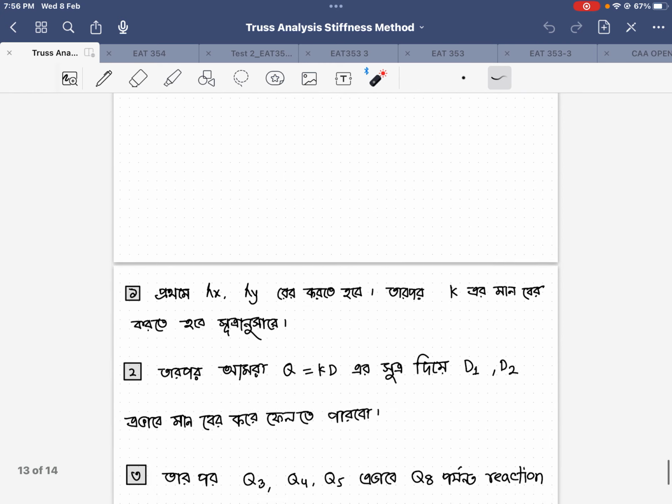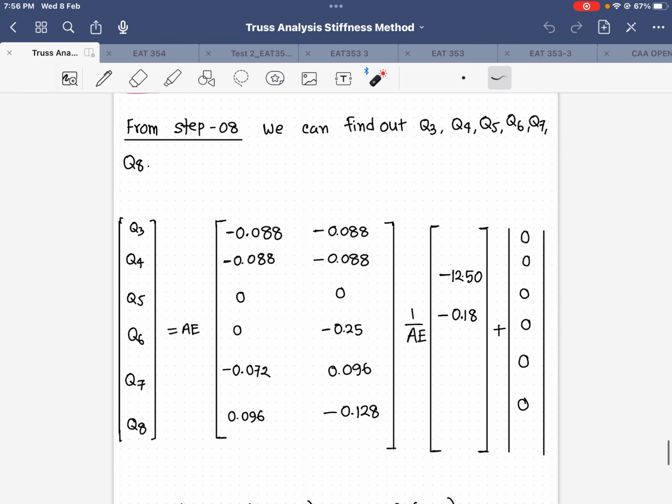I want to show you that we haven't calculated a, e and a, e because we can just eliminate them from the equations.